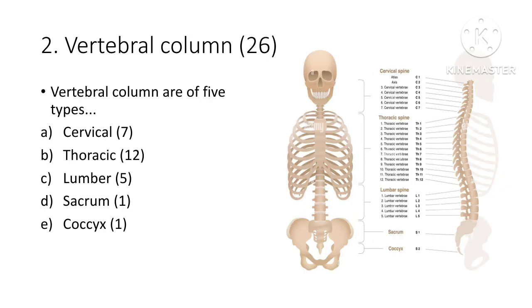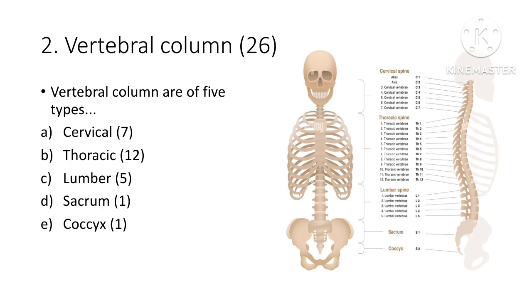The vertebral column, also known as the backbone of the body, is a series of 26 bones that make up the axial skeleton in humans. It runs from the skull to the pelvis and provides support for the body and protection for the spinal cord. The vertebral column is composed of 7 cervical vertebrae, 12 thoracic vertebrae, 5 lumbar vertebrae, 1 sacrum and 1 coccyx.